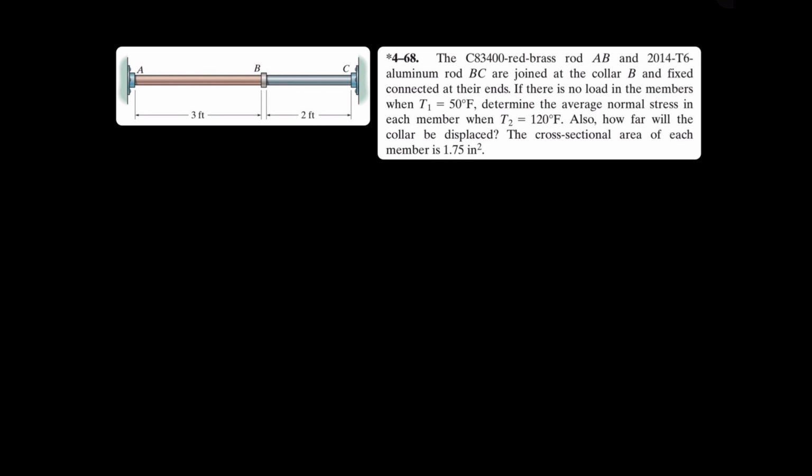The cross-sectional area of each member is 1.75 square inches. We're also given a picture of the joined rods with their respective lengths. But before we begin solving for anything, let's use the given find solution format to determine what information we're given and what we need to solve for.